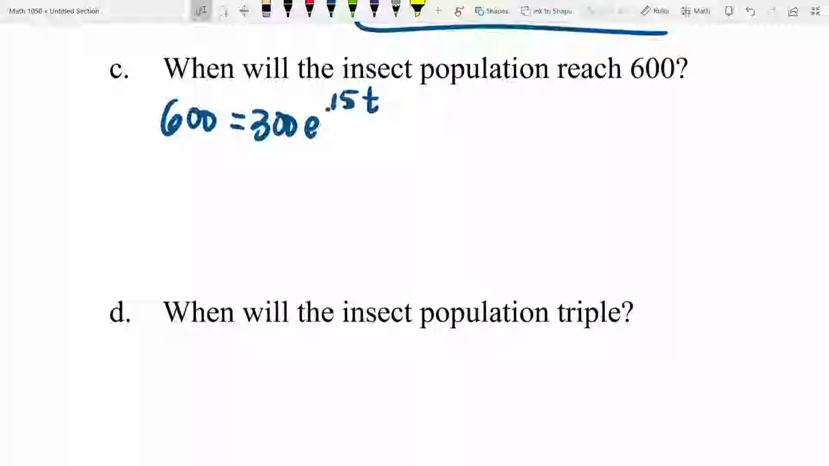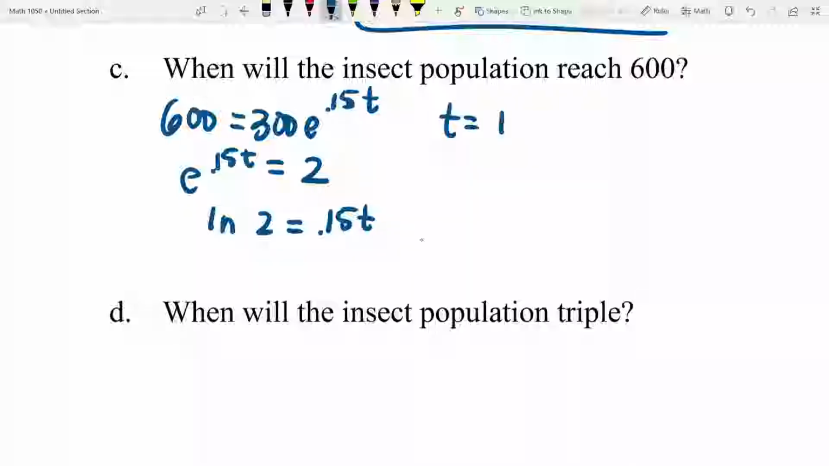No, because what about the 300, right? It's just hanging out there. So you've got to get rid of it. So now you have e to the 0.15t is 600 divided by 300, which is 2. Are we stuck now? Yes. When you're stuck, what do you do, everybody? Convert. So this is log base e of 2, that's ln 2, is equal to 0.15t. To solve for t, you divide, so you have ln 2 divided by 0.15.